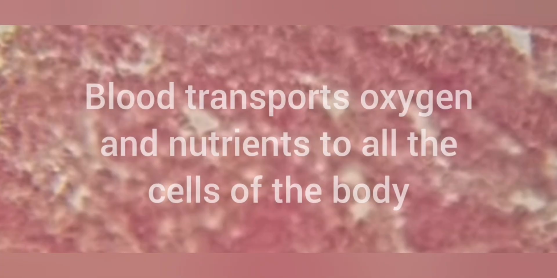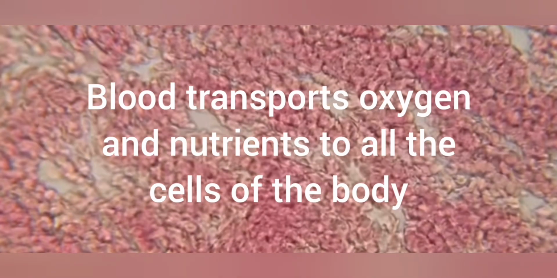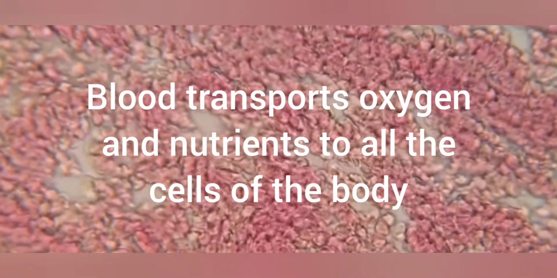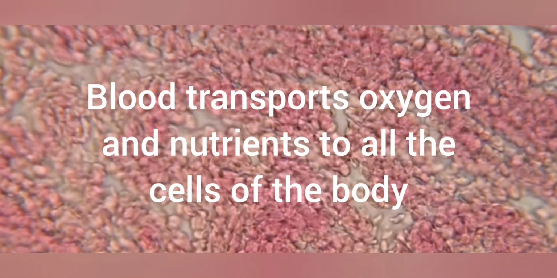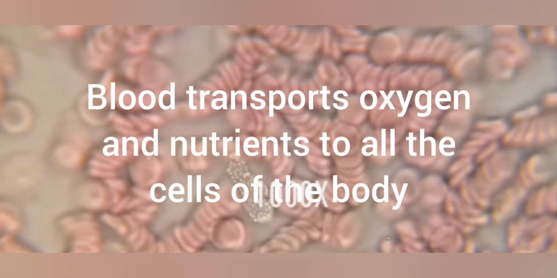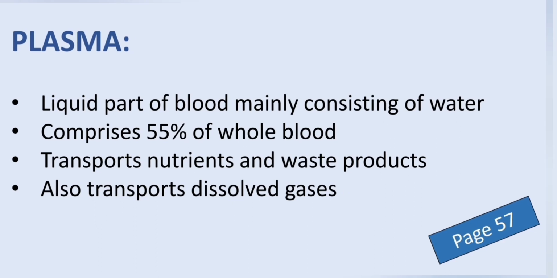So essentially, blood is extremely important because it transports oxygen and nutrients to all the cells of the body, keeping them alive. And every single part of the blood will play its specific part in this bigger function. Firstly, the plasma is the liquid part of the blood. It mainly consists of water. It makes up about 55% of whole blood. Its function is to transport nutrients and waste products and other dissolved gases in a solution all over the body.